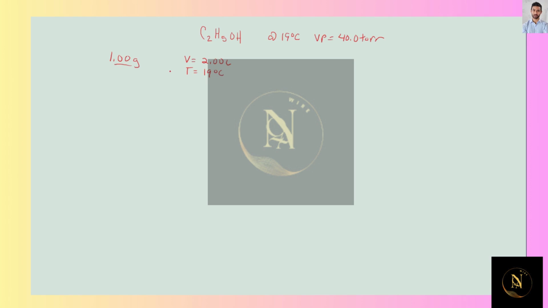So what we need to figure out is how much of the ethanol is going to vaporize, and we can figure that out using the vapor pressure. And we're going to be using the ideal gas law on this problem.